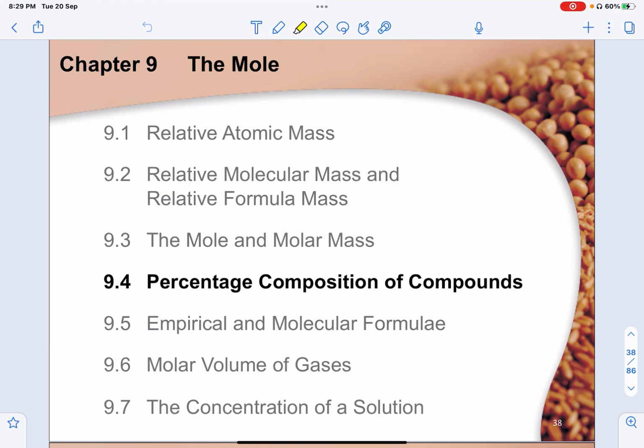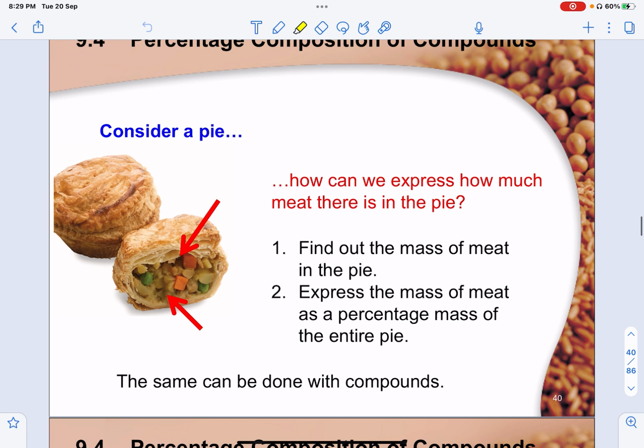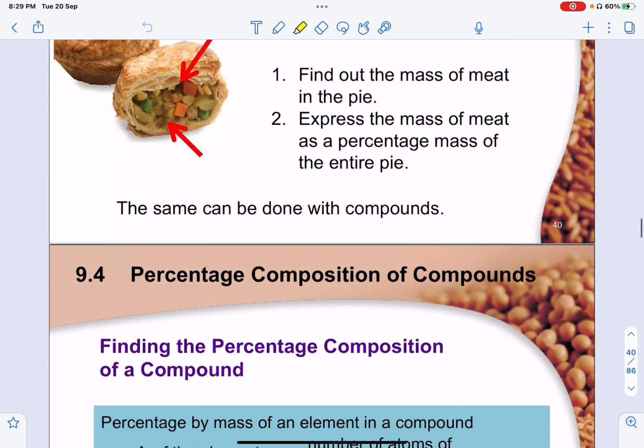Okay, so welcome back. Today we will be continuing the mole concept where we have talked about the percentage composition of compounds. So in this case, we first consider a pie. Within a pie, how do we go about expressing how much meat there is in the pie? We can either find out the mass of the meat in the pie, or express a percentage of the meat with respect to the whole mass of the pie. This can be the same with compounds.